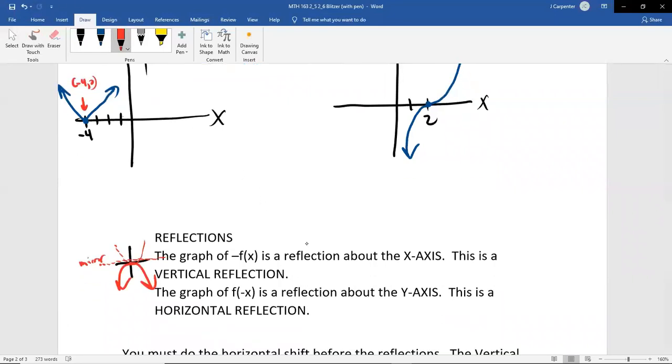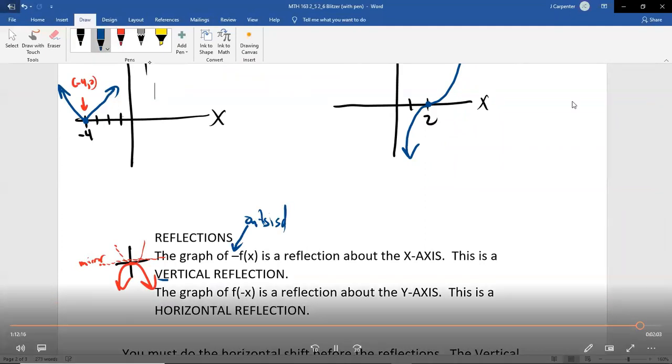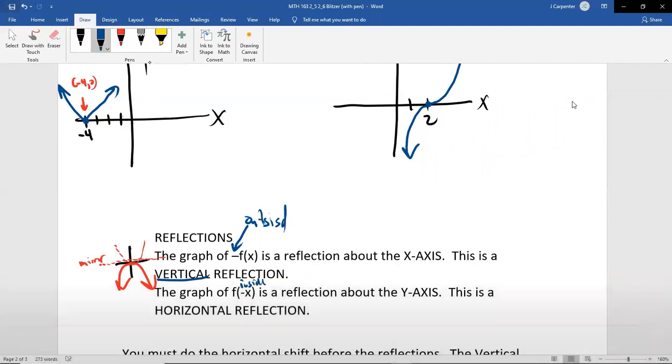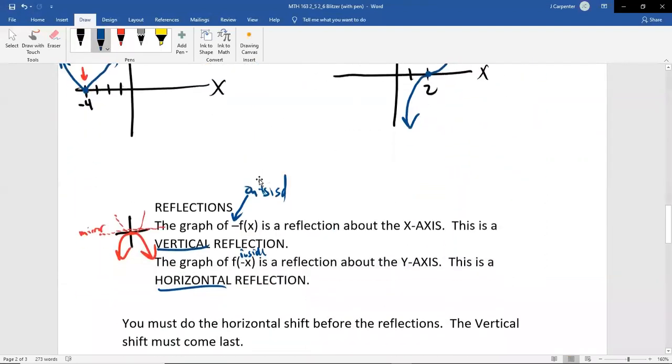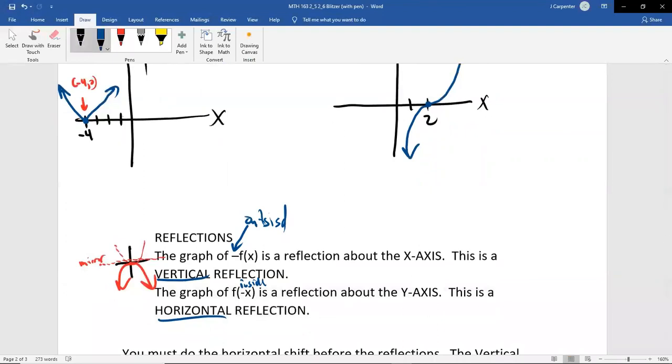Versus if you have a negative in front of your x inside the core. So again, this first negative is outside, which is why it's a vertical reflection. This negative right here is inside, which is why it's a horizontal reflection. So once again, all horizontal changes are inside, all vertical changes are outside. So what that says is, if you have a negative inside paired with the x, you're going to reflect it across the y-axis. So this is our mirror.